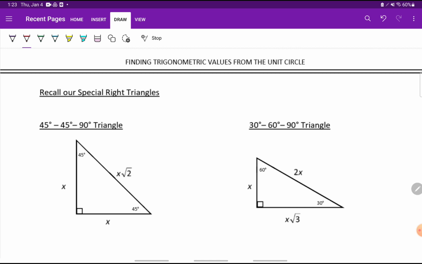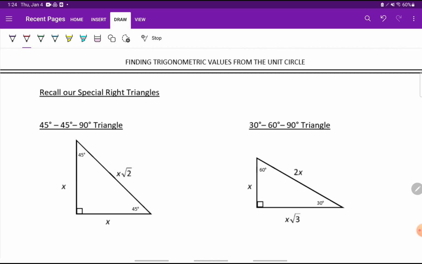So rote memorization is an option, but I think for long-term retention, remembering this material, having a deeper understanding is much more effective. So I'm going to be teaching how to find values off of the unit circle using our two special right triangles.